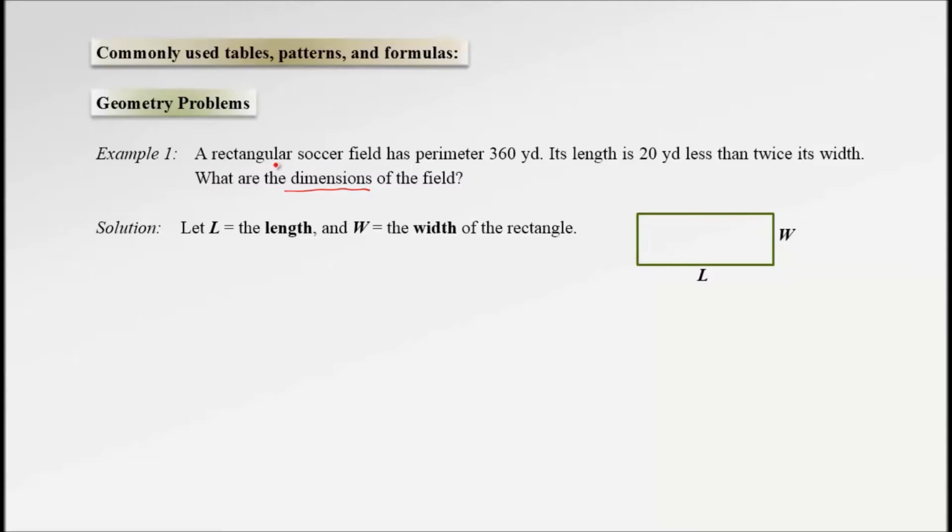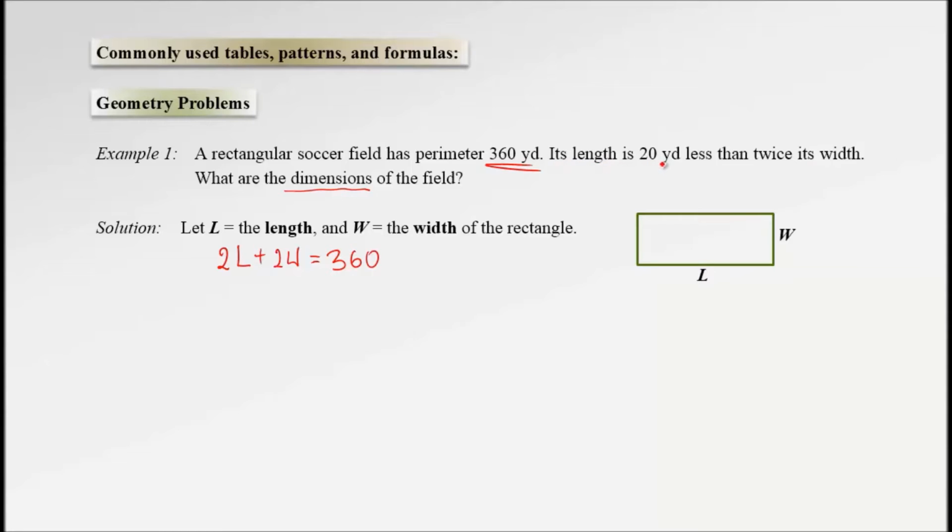Let's read it again. A rectangular soccer field has a perimeter of 360 yards. Perimeter means the length around the rectangle. So we go twice along the length and twice along the width: 2L plus 2W. This whole perimeter is equal to 360. So that's our first equation. The second equation will come from the second sentence here.